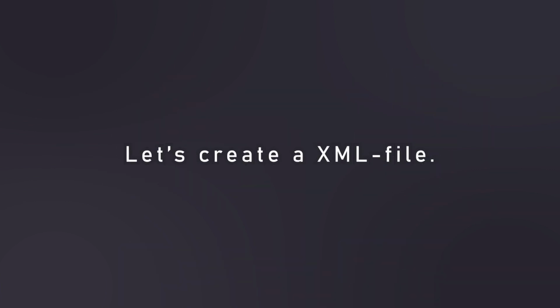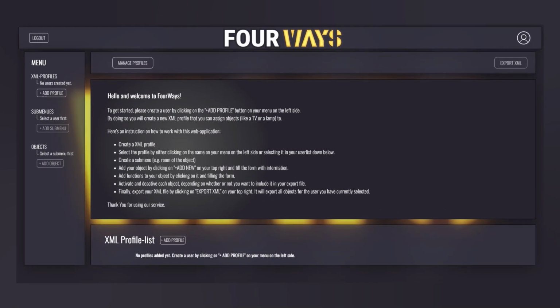For demonstration purposes, we will now create an XML file with the developed web application. During this process, I will explain the different functionalities and guide you for each step that will lead to the final customized export file. After logging into the web application, you're met with the hub of this website. Every action we take until the export will happen on this page, so let's break it down first.